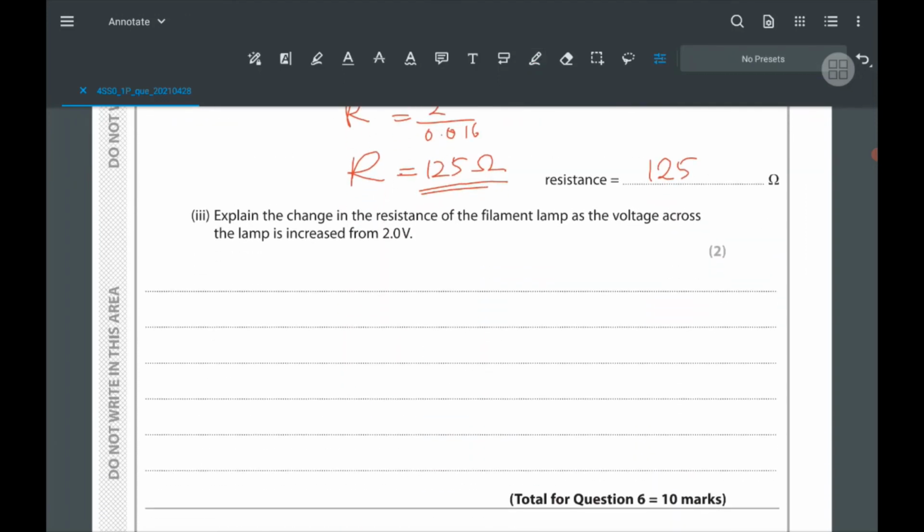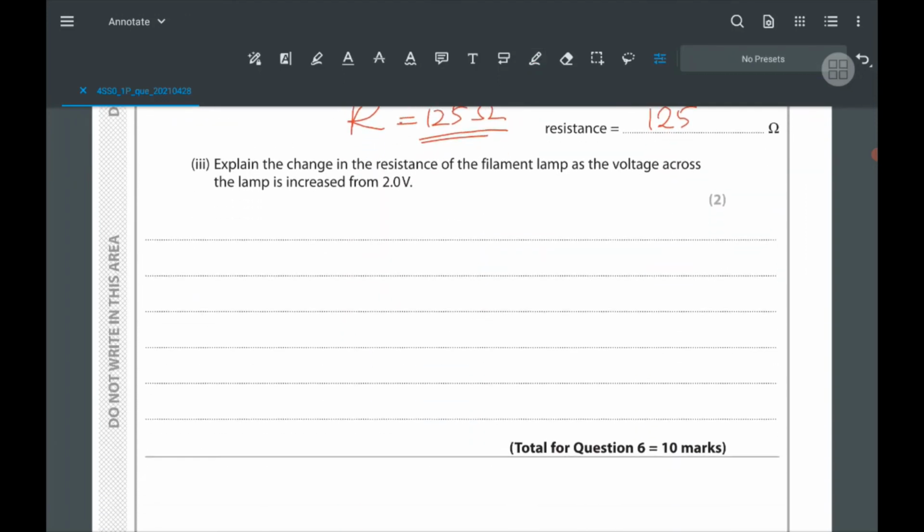Next question. Explain the change in the resistance of the filament lamp as the voltage across the lamp is increased from 2 volts. When the voltage increases, the temperature inside the metal filament lamp increases. Due to this, the number of electrons moving will reduce. It's not increasing as it is supposed to increase with the voltage. So we will write it this way.